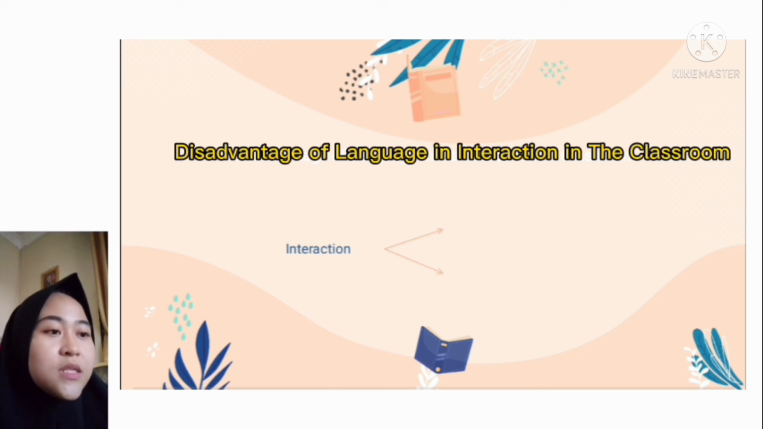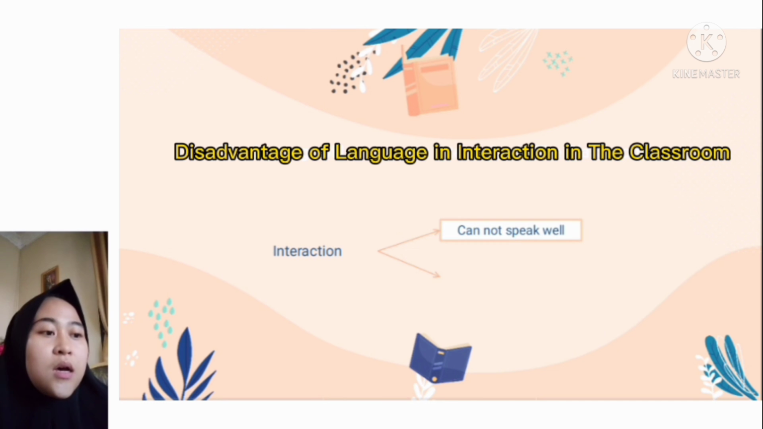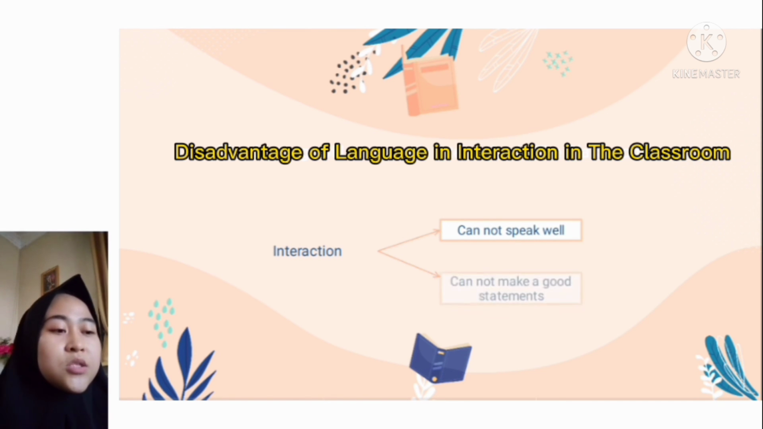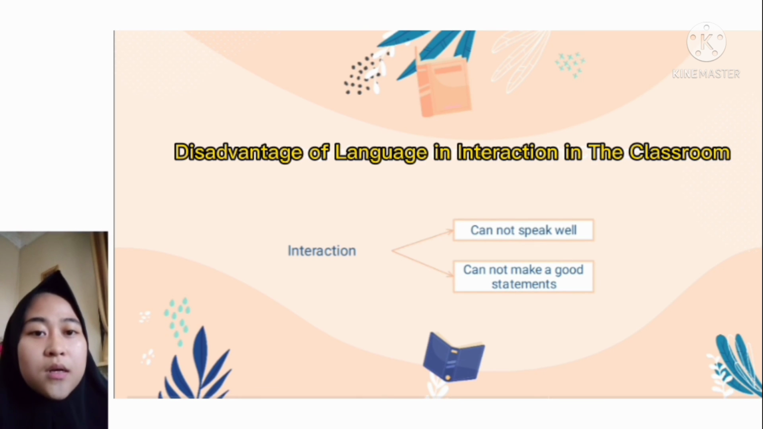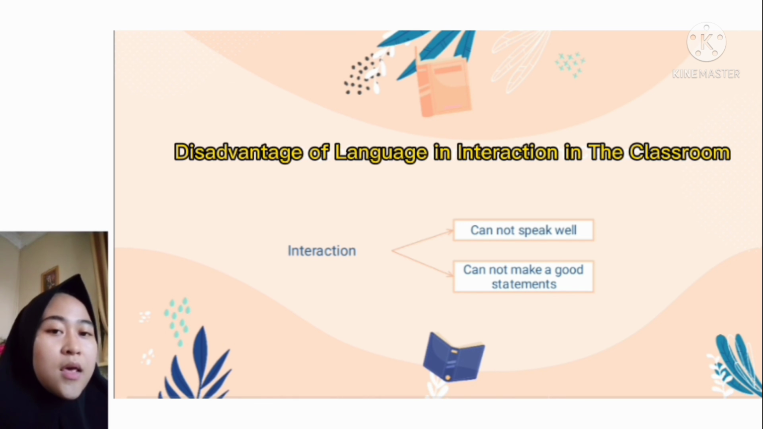The first disadvantage of language in interaction is that the children cannot speak well and cannot make good statements. For children who have language deficiencies, when interacting, they will have difficulty speaking well, and they will have difficulty making good statements.